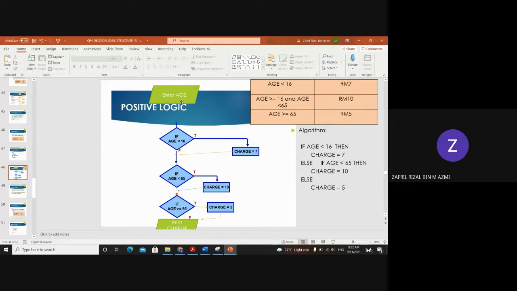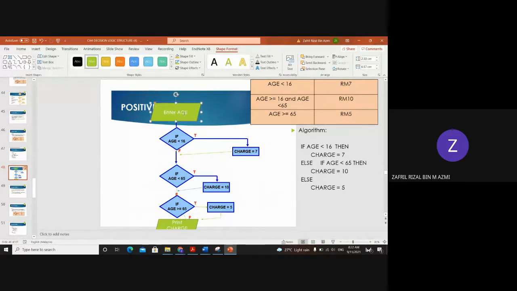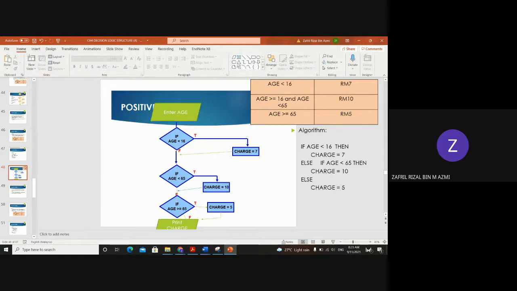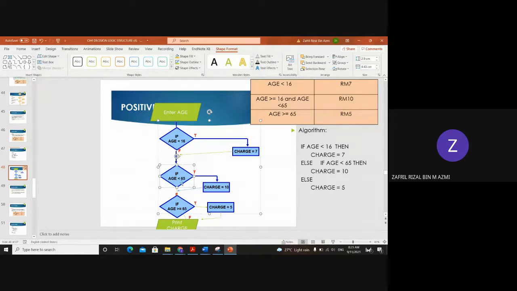Let's say the user enters age 5. 5 less than 16. True, right? True, charge equal to 7. Although it is true, it still needs to re-enter the decision set again. 5 less than 65. True, right? So you cannot use this if you are using straight through logic. Otherwise, you will get charge equal to 10. But the correct one is charge equal to 7 again.